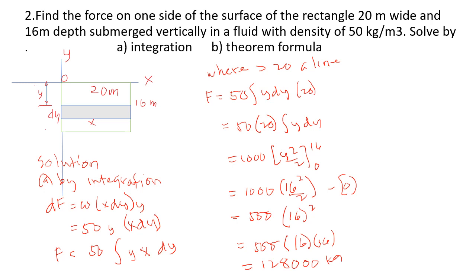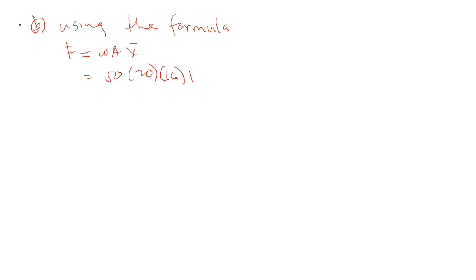So for the next solution, for letter B, using the formula, F equals W A X bar, equals 50 times 20 times 16 times 8, equals 128,000 kilograms.